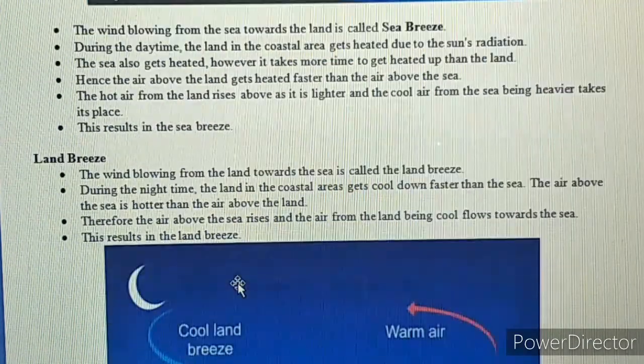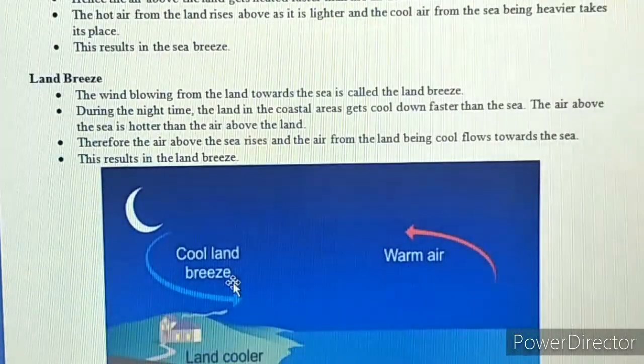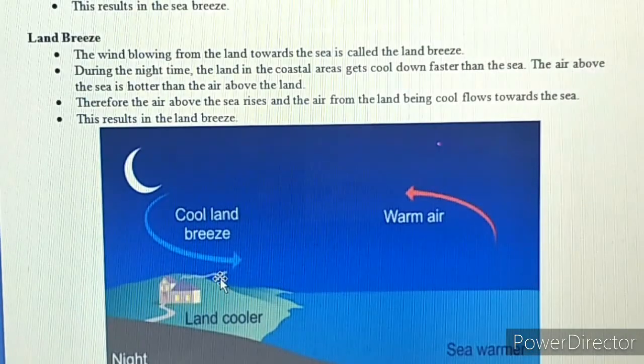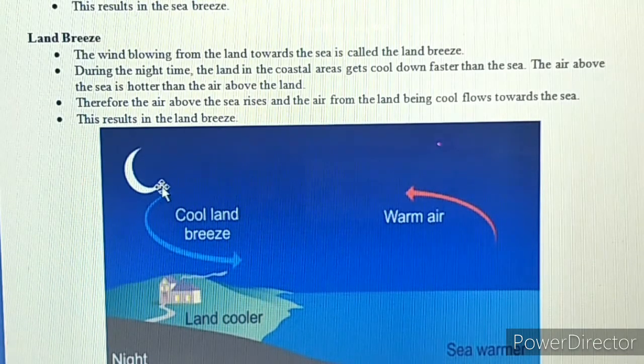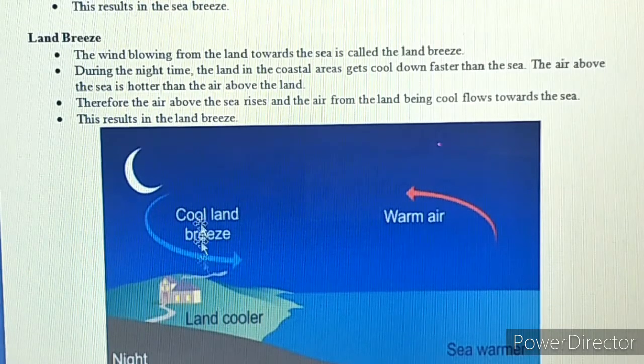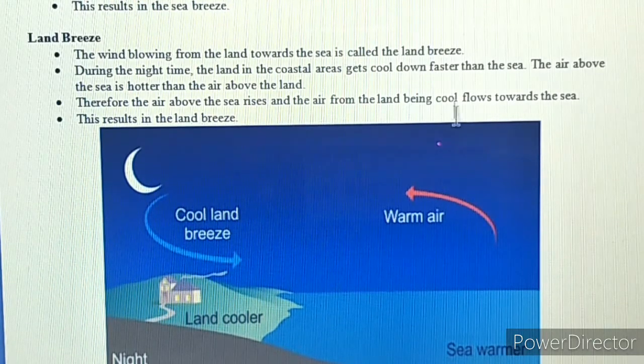Now next is which one? Land breeze. Land breeze occurs in the same way, but it occurs during night time. You can see the moon here. As soon as the temperature becomes low during night, the wind blows from land towards the sea. That is why it is called land breeze.